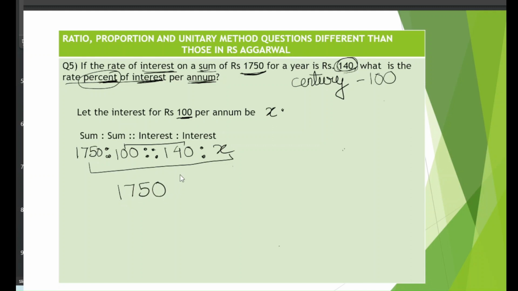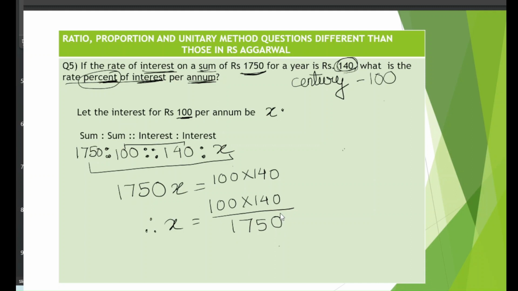So 1750 multiplied by x, it will be 1750x equal to 100 into 140. Therefore, x is equal to 100 multiplied by 140 divided by 1750. Now let's cancel out the 0 over here.